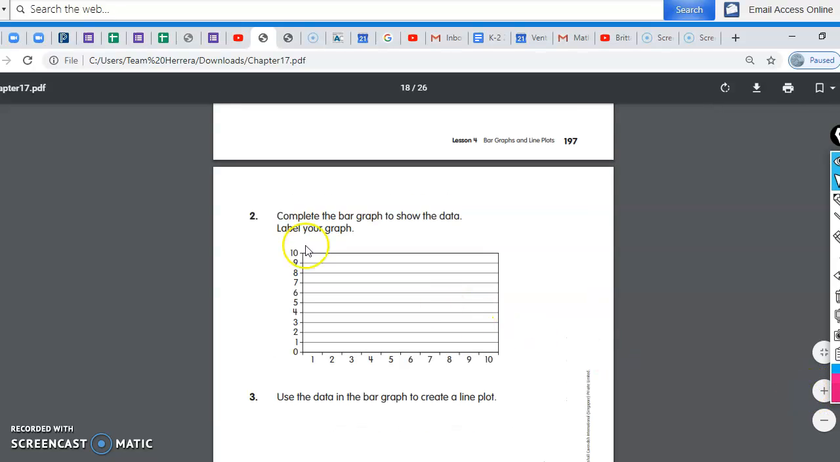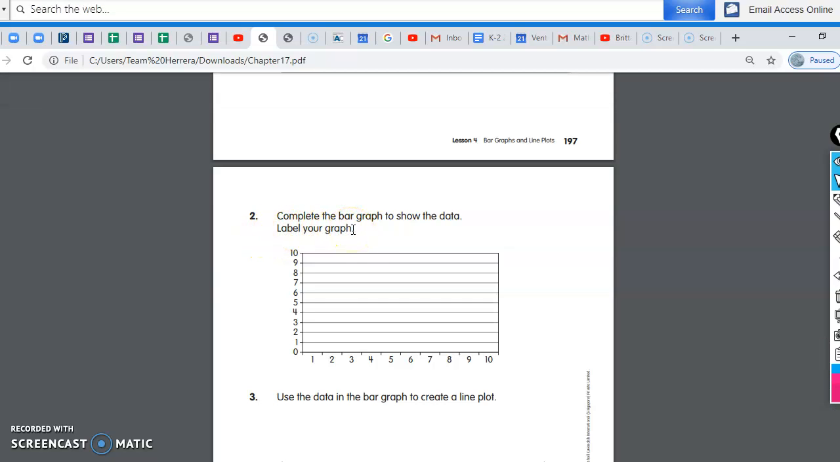So it says here, complete the bar graph to show the data. Label your graph. Okay, labeling the graph for me is going to be a little bit tricky, so I'm going to tell you how to label yours. So our graph is talking about the science quiz. So we're going to label across the top here, this is our science quiz. All right, so we're going to write science quiz across the top here.